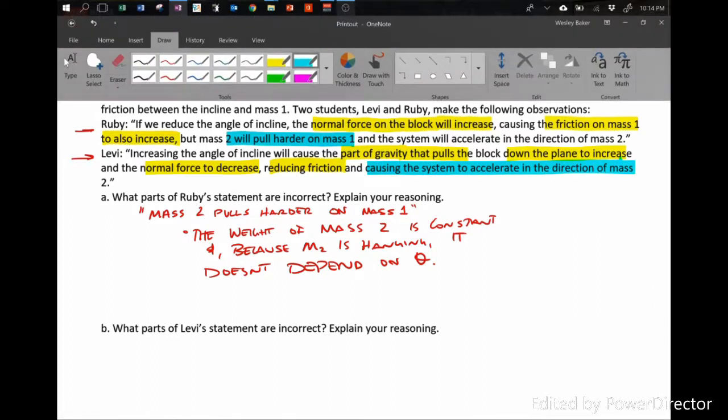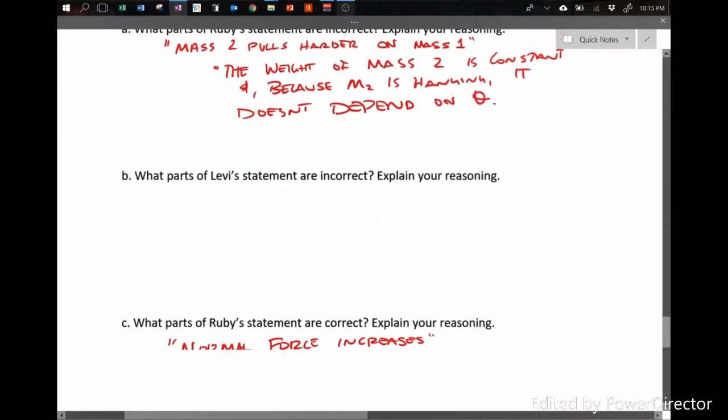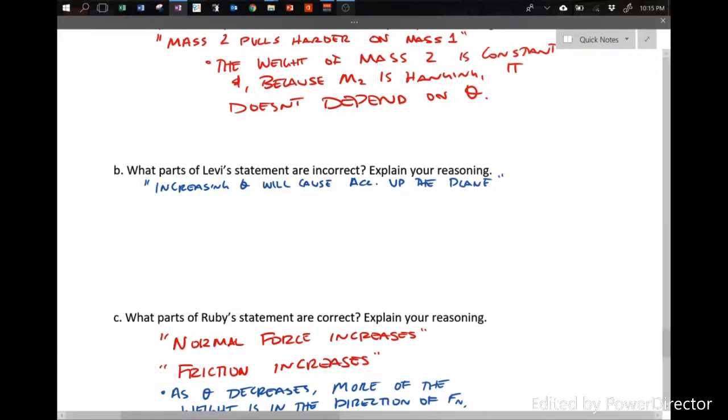So let's jump in and tackle Levi's statement. First thing we want to talk about is what part of Levi's statements is incorrect. He's incorrect in saying increasing the angle will cause acceleration up the plane towards mass 2. You want to say it that way. That's not going to happen because what Levi is doing here is ignoring the part of gravity pulling it down the plane.